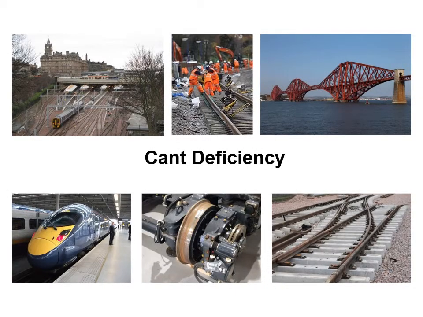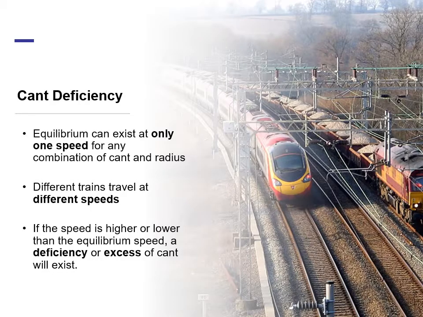So now we'll look at what we mean by the term cant deficiency. Equilibrium cant can only exist at one speed for any combination of cant and radius. But different trains travel at different speeds, for example a passenger service or a freight train. If the speed is higher or lower than the equilibrium speed, a deficiency or excess of cant will exist.